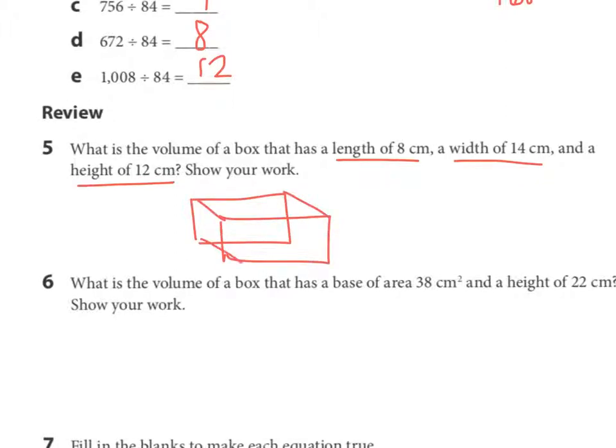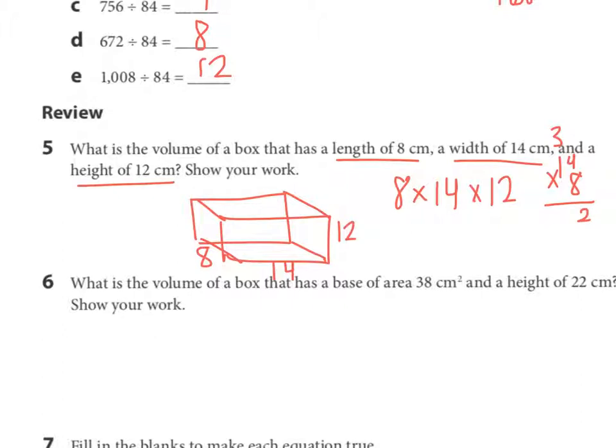And it says volume. I know volume is length times width times height. So I'm going to do 8 by 14 by 12, because it says the height is 12. That's why I put the 12 there. The length is 8. The width is 14. What's the volume? I'm going to multiply 8 times 14 times 12. So my expression I want to solve is 8 times 14 times 12. So I may do 8 times 14 first, using the standard multiplication algorithm.